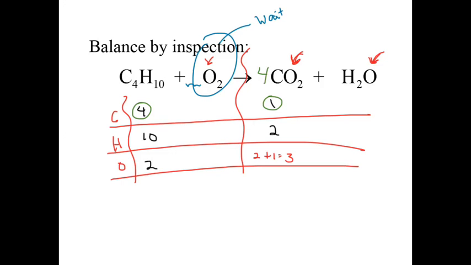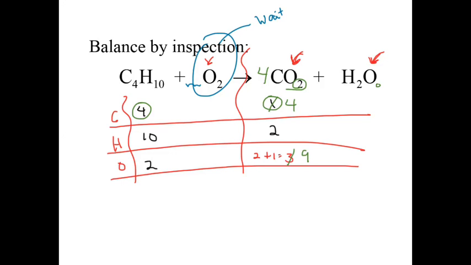Now let's update our carbons. Now we have 4 carbons as we needed, but now let's see, oxygens. We have 4 times 2 or 8 plus 1. We actually have 9 oxygens now. Change that 3 to a 9. Okay. So far so good.